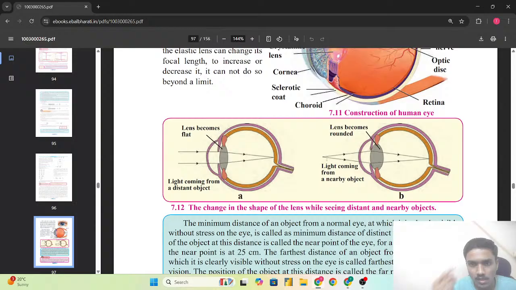The lens becomes rounded or flat. You may be asked about these two diagrams in the exam. Keep in mind that when the light comes from a distant object, the lens becomes flat. If the lens becomes flat, the focal length will increase, and when it becomes round, the focal length will decrease. So for light coming from a nearby object, which we are seeing, the lens becomes rounded and the focal length decreases.